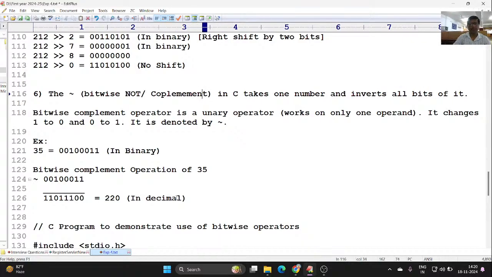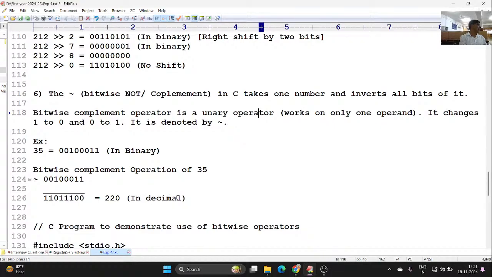Okay, complement. In C programming, bitwise complement or bitwise NOT takes only one operand, or only one number, and it inverts or negates all the bits of it. The bitwise complement operator is a unary operator. Bitwise AND, bitwise OR, bitwise XOR, left shift and right shift, all these five operators are binary operators.